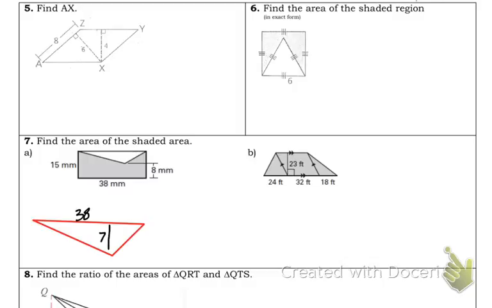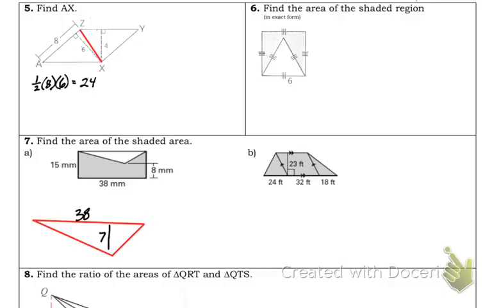Okay, the trick with 5 is you need to connect z to x. You need to connect the point z to x, which will now give you a base and a height of this triangle. So we're going to do half our base times our height, which equals 24. So the area of this whole triangle is now 24.